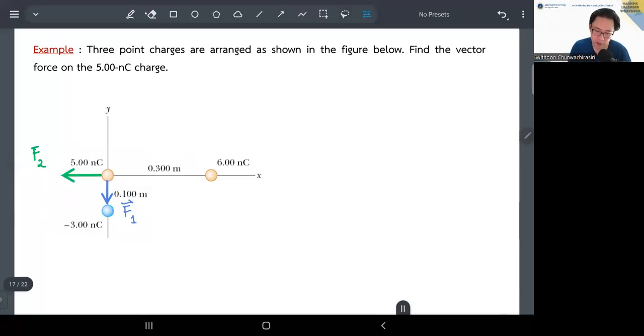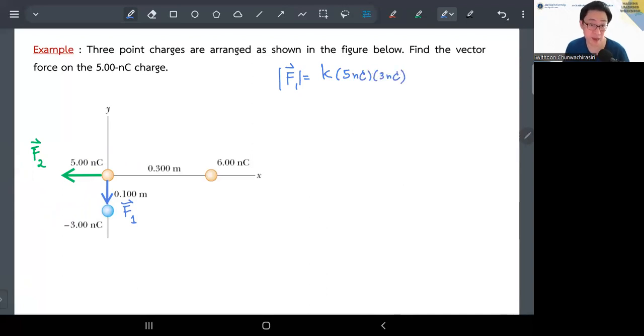Now, what you can do is calculate the magnitude of each force. So let's start with the F1 magnitude. Use Coulomb's law, the K, the pair of charges, I mean, the two charges here. So it's going to be 5 nanocoulomb times 3 nanocoulomb. See, I don't need to bring in the negative sign. I don't care about the sign anymore. I'm talking about the magnitude here, divided by the separation, and it says 0.1 nanometer. I'm sorry, 0.1 meter squared. That's the magnitude of F1.